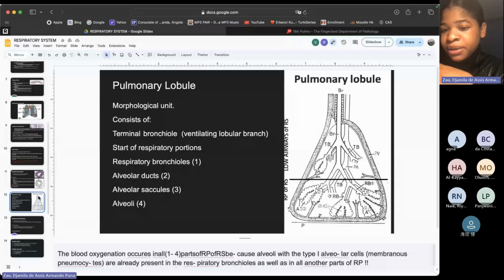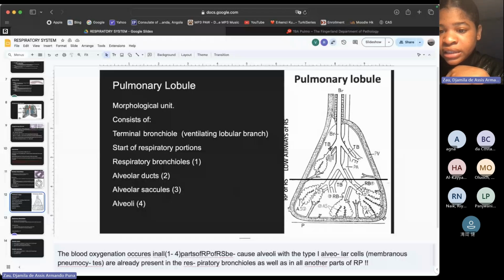And this is basically the job of the respiratory bronchioles, alveolar ducts, alveolar sacs, and alveoli, which Riya will talk a little bit more in detail about. But you guys have this image in your lectures, and I think it's a very good image to explain how the pulmonary lobule looks. And so this is how it looks.